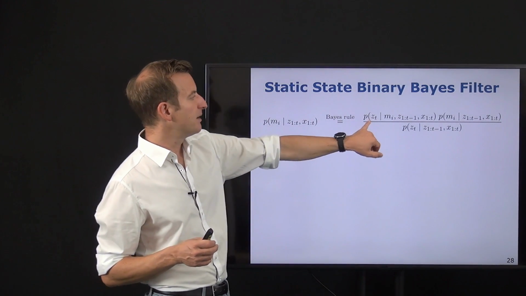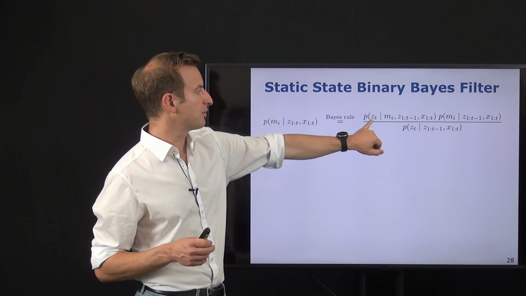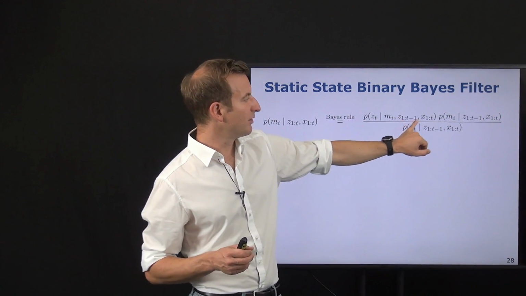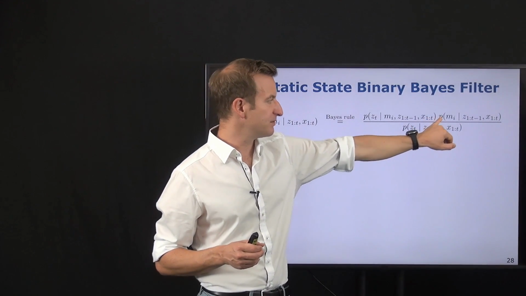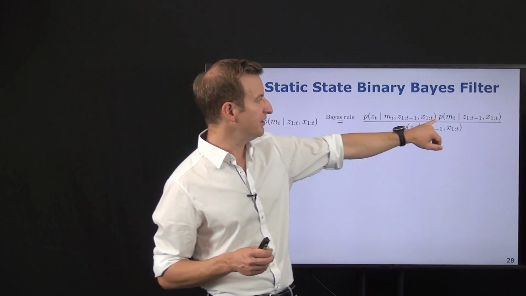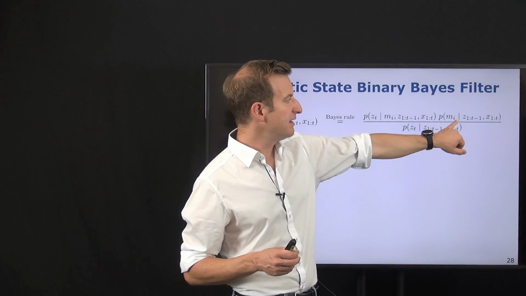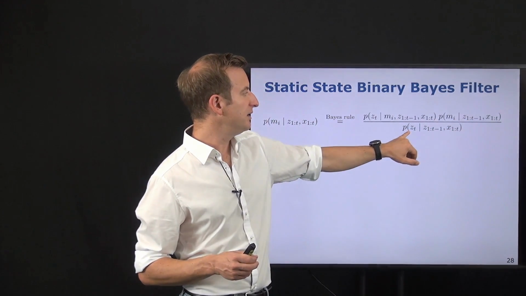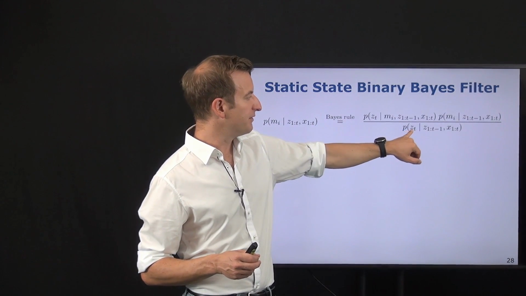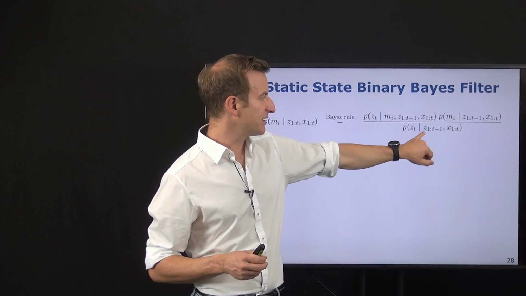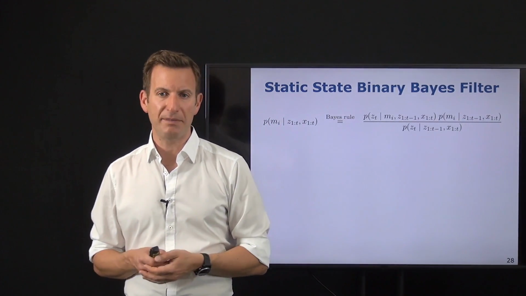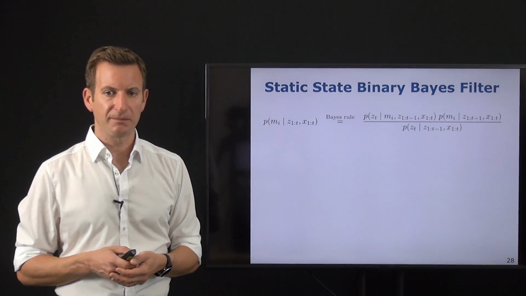So we have here P of z_t, the likelihood of the current observation, given the state of that cell, the old observations, the old positional information, times the probability that the cell is occupied or free, given the same data except the last observation. And down here we have the probability of the current observation given all the past observations and the position information, but no map information in here.